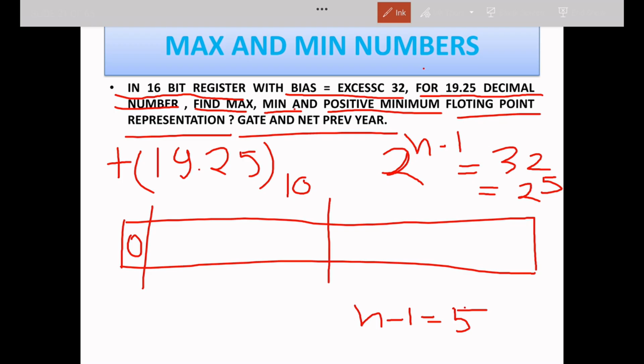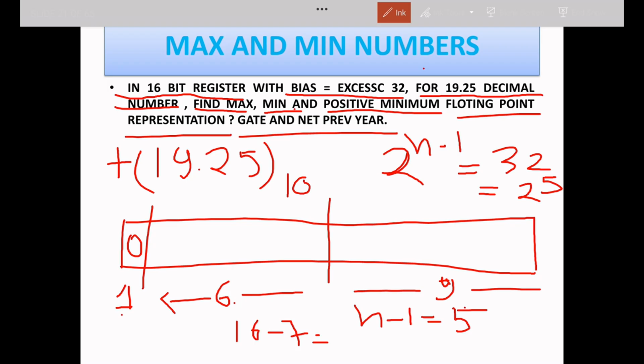What is the meaning of this? My exponent is 6 bits and 1 bit is the sign. 6 plus 1 is equal to 7, and the total is a 16-bit register. So 16 minus 7 is equal to 9. So this is your 9 bits. What is the 9 bits? Your mantissa is 9 bits. I think you understand. So I will write here total 6 bits: 1, 2, 3, 4, 5, 6. This is your exponent. Why is it 6 bits? Already we explained how to solve the problem.